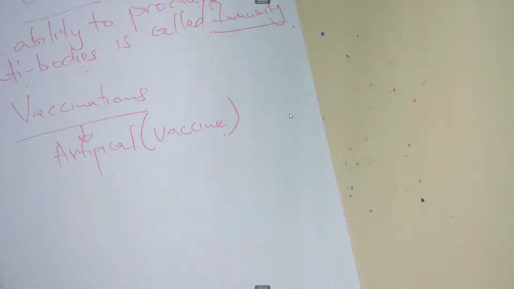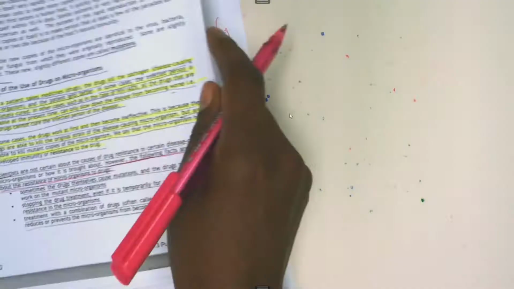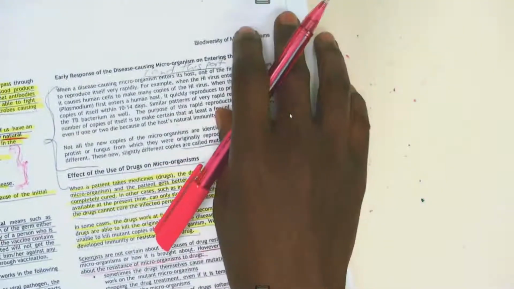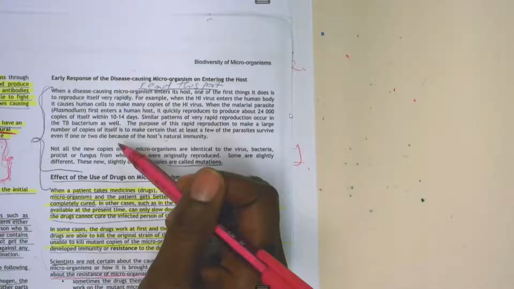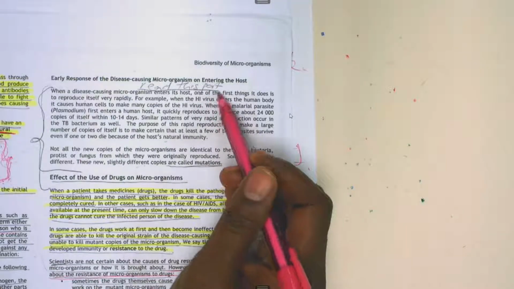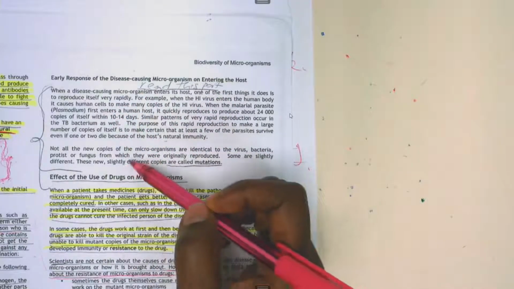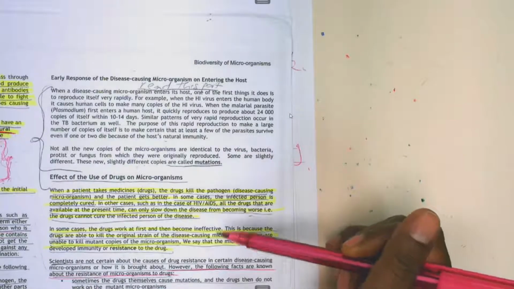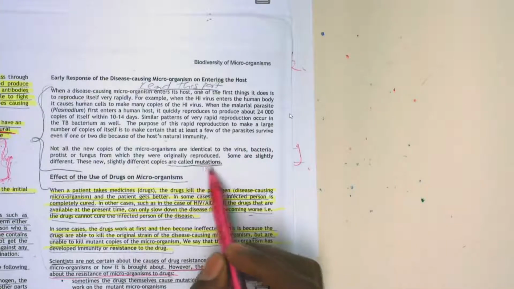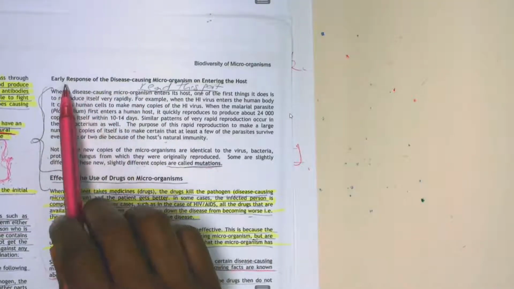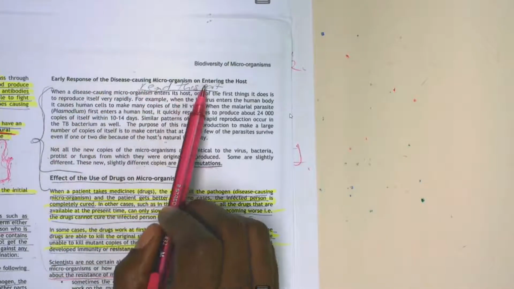All right, and then there is another part from this document that I have, and I'm sure it is the last part on this topic of immunity. So I will just go through the whole part. I have also indicated that you have to read this part. To be able to understand mutations, we have to start here first: the early response of disease-causing microorganisms on entering the host.